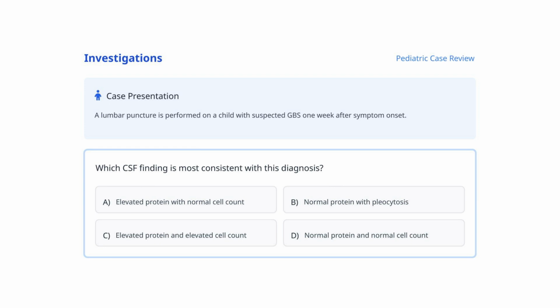A lumbar puncture is performed on a child with suspected Guillain-Barré syndrome 1 week after symptom onset. Which cerebrospinal fluid finding is most consistent with this diagnosis? Is it A, elevated protein with normal cell count, B, normal protein with pleocytosis, C, elevated protein and elevated cell count, or D, normal protein and normal cell count?